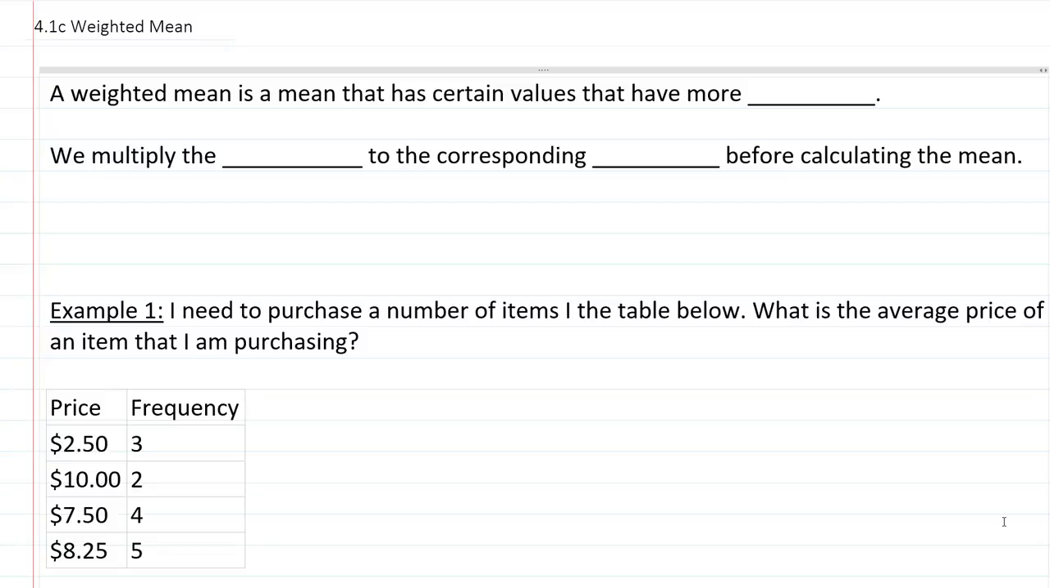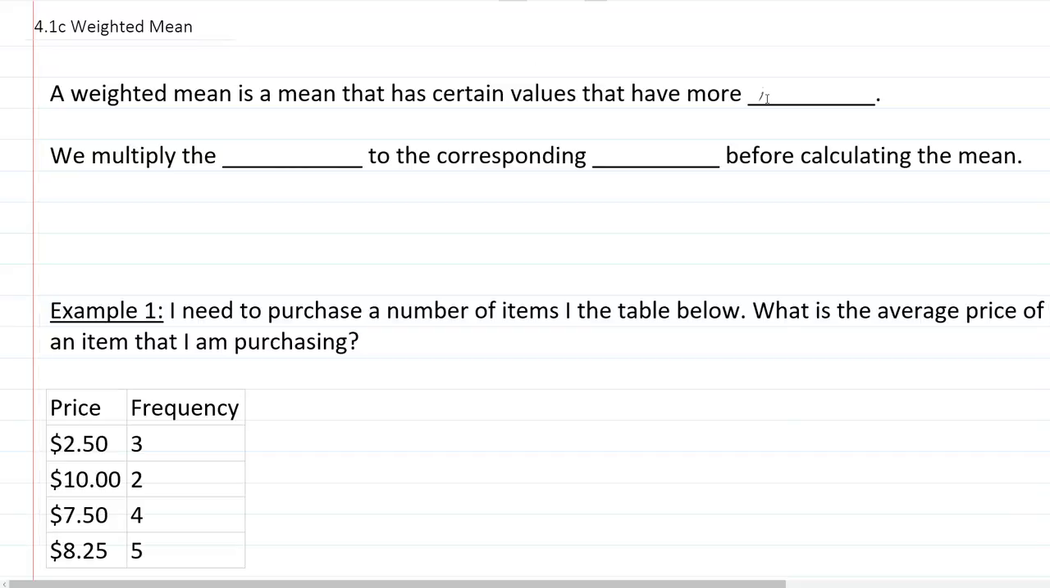4.1c, weighted mean. A weighted mean is a mean that has certain values that have more influence over the total mean. Well, how do we calculate this? We multiply the influence to the corresponding frequency before calculating the mean. So what does this mean? We multiply how important it is to how many times it occurs or what the number is in the set. So this will become clearer in the examples.